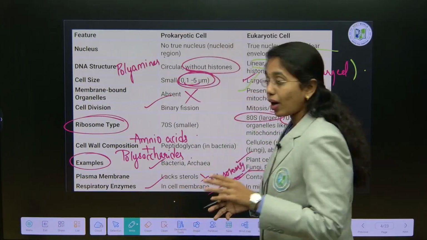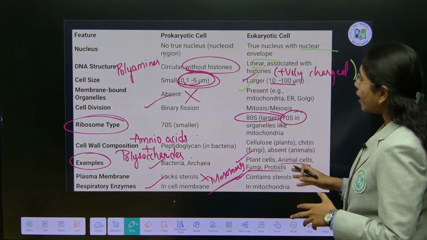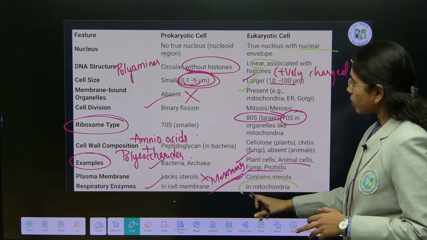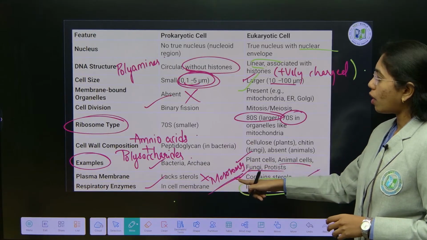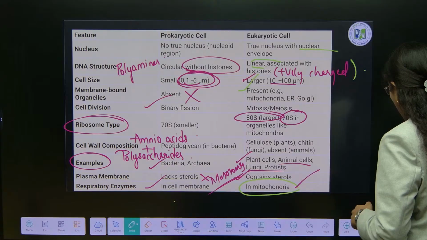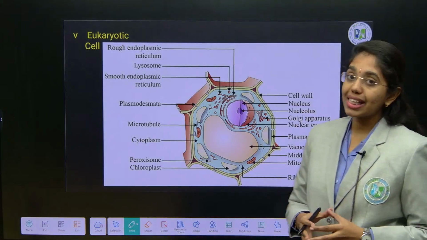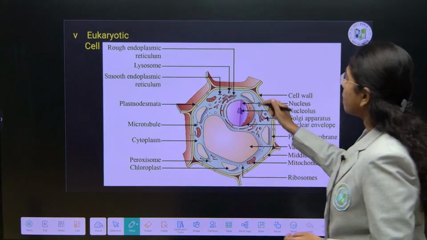Clear, right? And here in mitochondria, respiratory enzymes are produced. Here in the cell membrane, that is because of what structures? Mesosomes. And next, if you see the eukaryotic cell in detail, this is a plant cell.